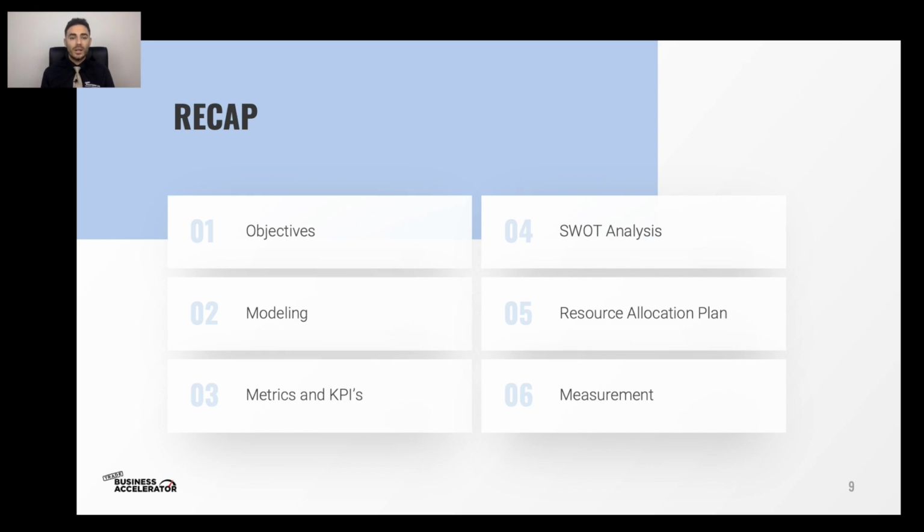Number four is a SWOT analysis. We've spoken about this before. This is strengths, weaknesses, opportunities, and threats. This is a key component of a business strategy so that you can understand what your strengths are, what your weaknesses are, where your opportunities are, and what potential threats there might be.